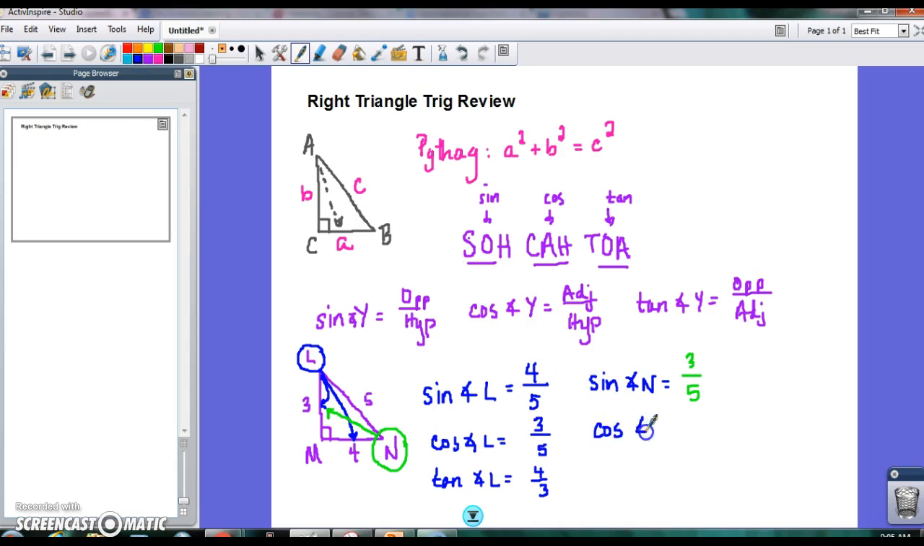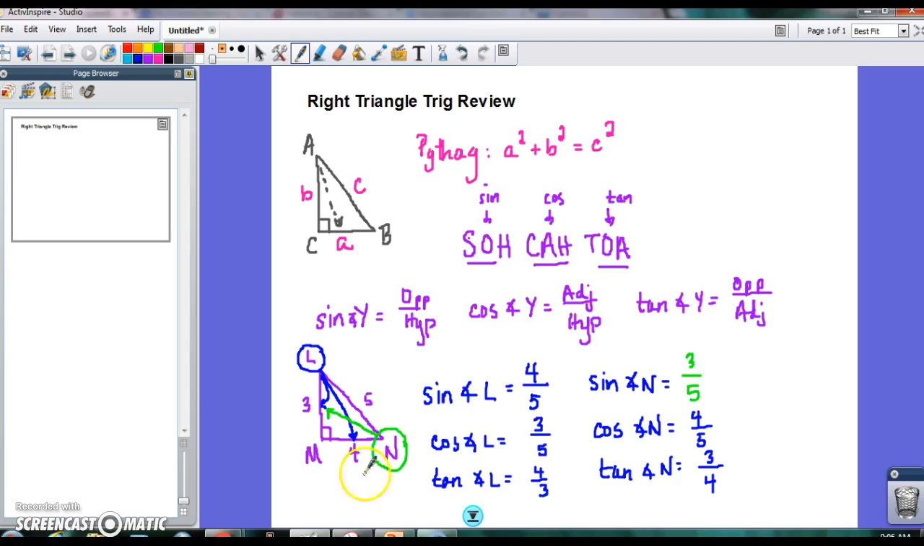The cosine of angle N is going to be adjacent over hypotenuse, so that's going to be 4/5, and the tangent of angle N is going to be opposite over adjacent, which is going to be 3/4. So you can see here how it all depends on the angle that you're talking about as to what the ratio is going to be.